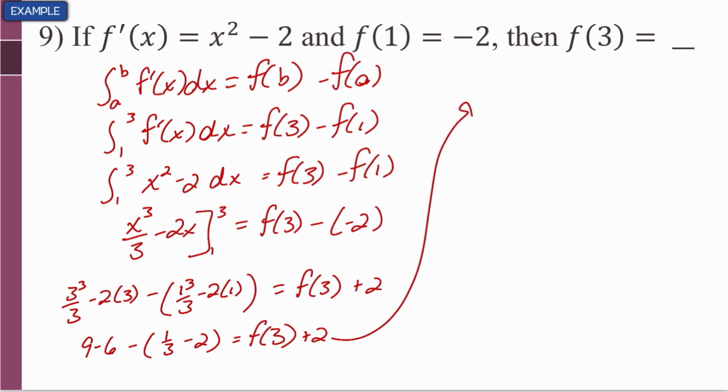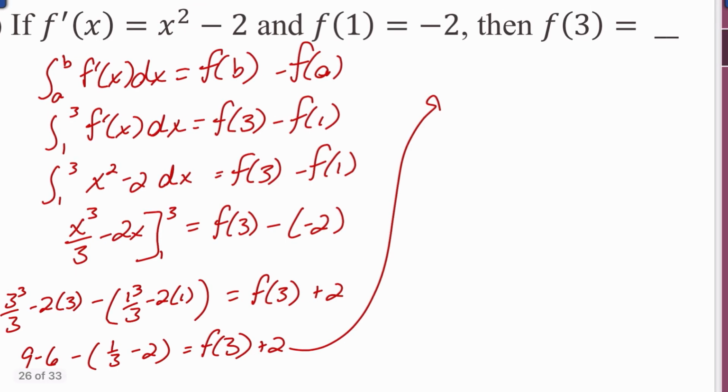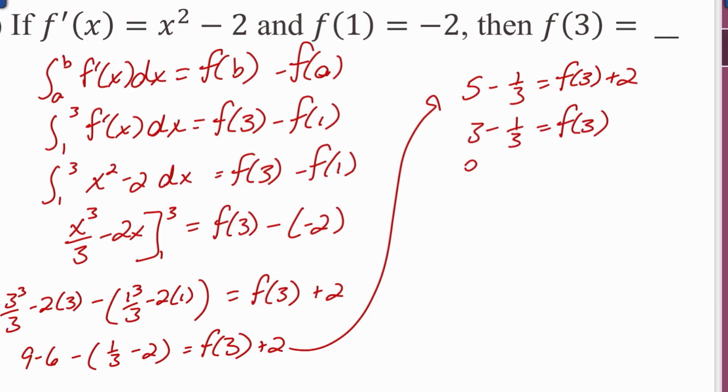All right, let's go up here. We've got basically 9 minus 6, and then we have a plus 2. So it's going to be 5 minus 1/3 equals f of 3 plus 2. So if I subtract the 2, I've got 3 minus 1/3 equals f of 3. Well, that's 9/3 minus 1/3 is f of 3, getting a common denominator there. So there's 8/3 is equal to f of 3.